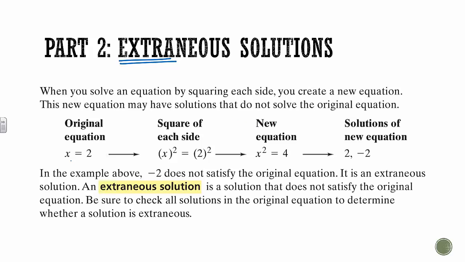So let's say we start with x equals 2. I'm telling you what x equals. If I square both sides of this, I get a new equation, x squared equals 4.